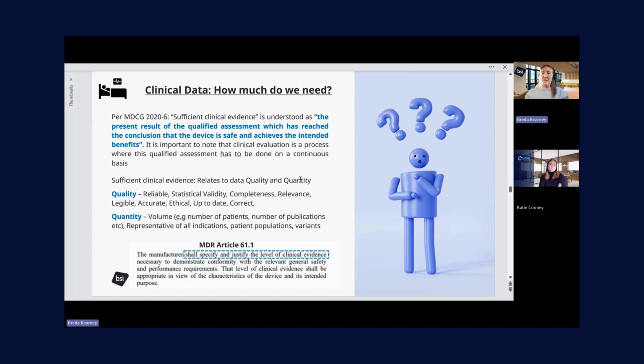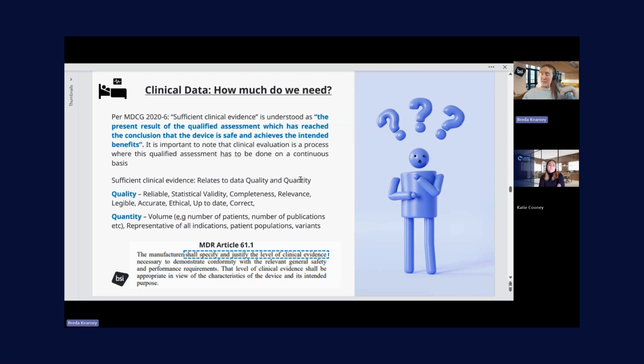And that's what sufficient clinical evidence is about. You need to be able to draw reliable, valid conclusions that you can stand over. And to do that, you need enough high quality data. The MDR says ultimately it is up to the manufacturer to justify how much clinical evidence they need.